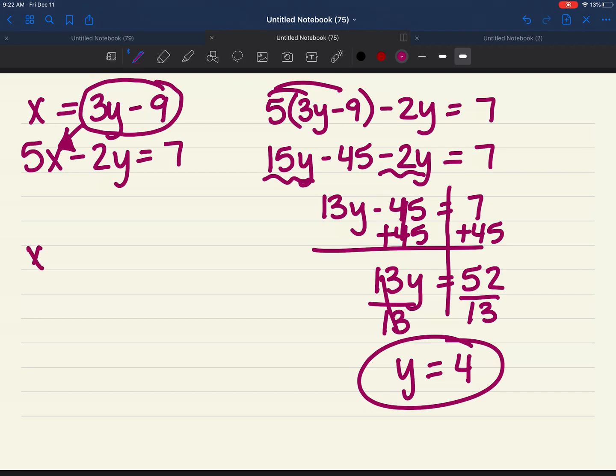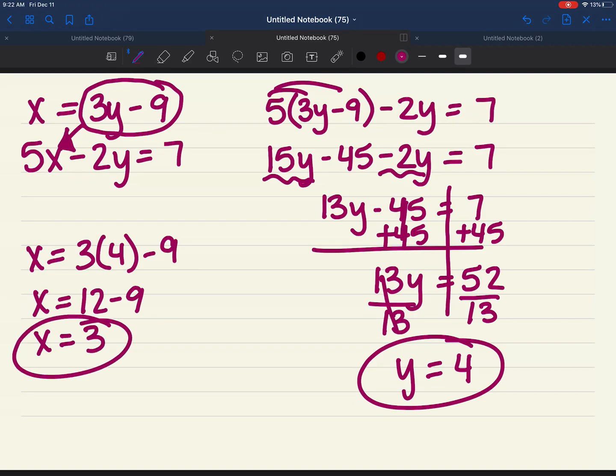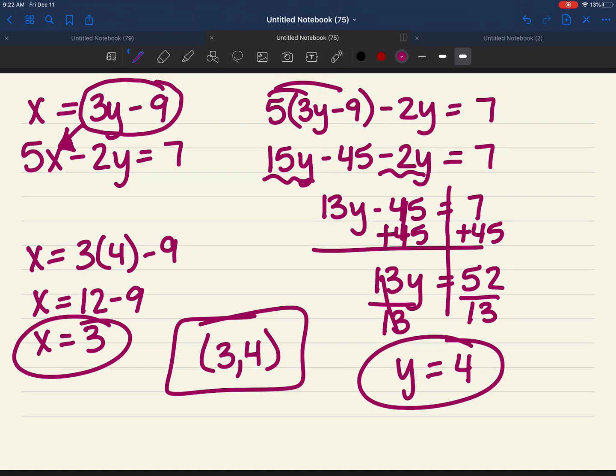Well, I've got a y value. Now what do I need, Marley? x value. You do x equals 3 times 4 minus 9. Good. What is 3 times 4? 12. And then 12 minus 9 is equal to 3. What's my final answer? 1 solution, 3 and 4. Very good.